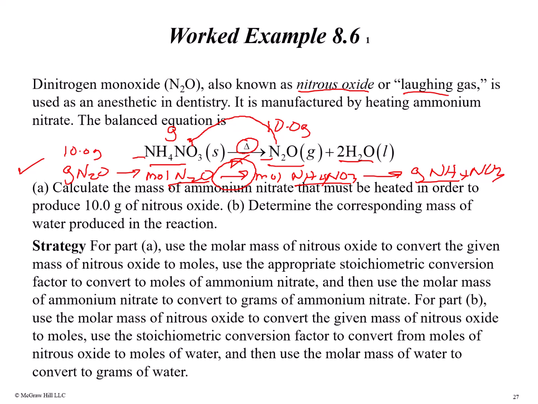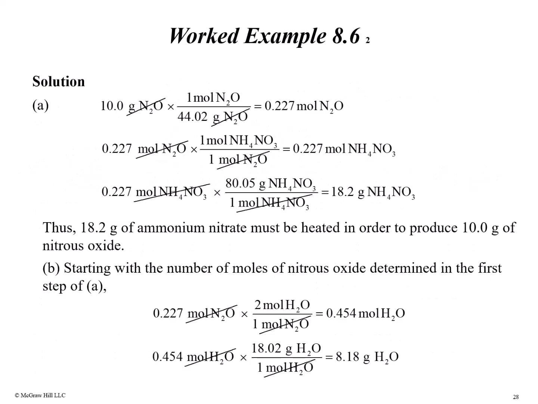So they broke it down into 3 steps. You could do this all in one step if you want to. Maybe you've been taught that way, but they broke it down into 3. They took the 10 grams of nitrous oxide, used the molar mass of nitrous oxide to convert that to moles. Once they have the moles of nitrous oxide, they go to their balanced chemical equation, see that the stoichiometric ratio of nitrous oxide to ammonium nitrate is 1 to 1. So that's what allows you to convert from moles of nitrous oxide to moles of ammonium nitrate. And then once I have the moles of ammonium nitrate, I just need the molar mass of the ammonium nitrate to convert that to grams. All right?